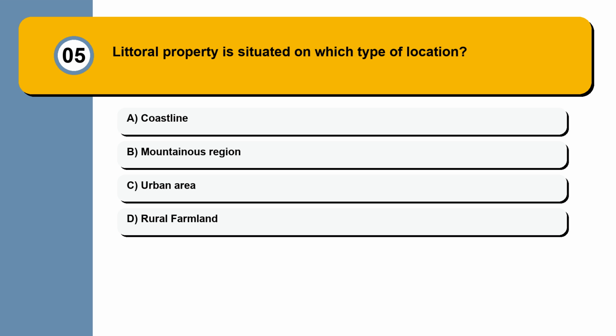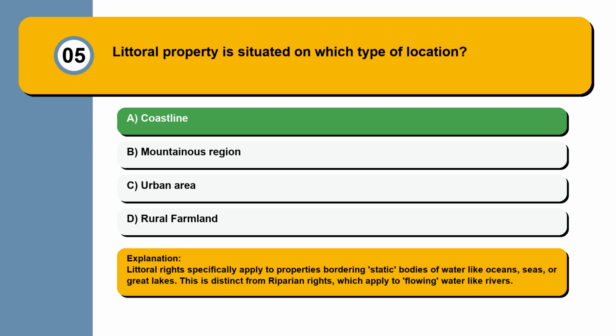Question 5. Littoral property is situated on which type of location? Coastline, mountainous region, urban area, rural farmland. Littoral rights specifically apply to properties bordering static bodies of water like oceans, seas, or Great Lakes. This is distinct from riparian rights, which apply to flowing water like rivers.